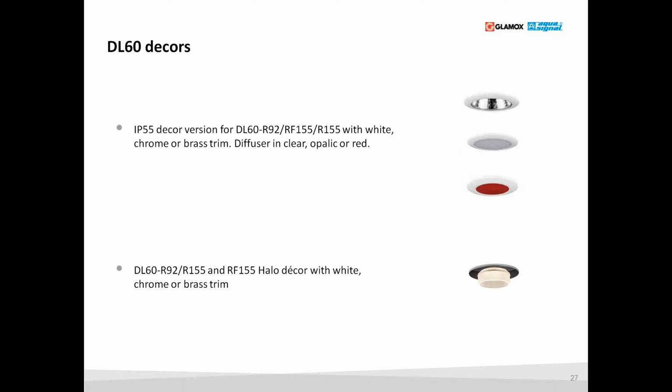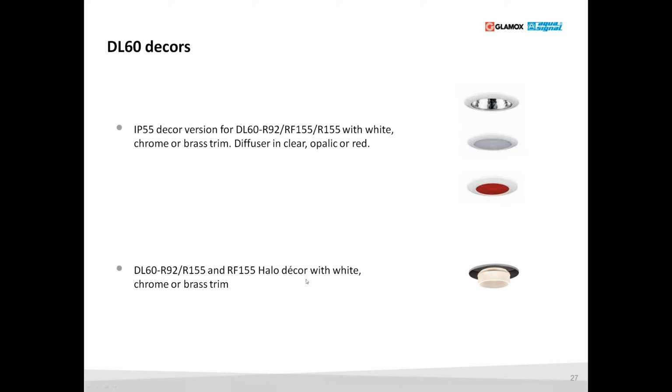Then we have the decors. We have the IP55 decors. And they are for the bath, for instance. So you put it under, it's a trim with an integrated plastic plate in front. So you can buy it in clear, opaque, or red. As I was talking about the night light, we are using the red ones for the bath areas. We are using the opaque in shower areas and also the clear ones.